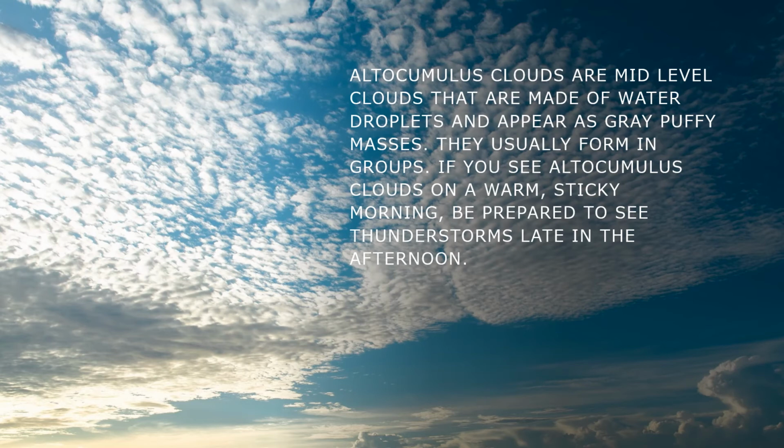Altocumulus clouds are mid-level clouds that are made of water droplets and appear as gray puffy masses. They usually form in groups. If you see altocumulus clouds on a warm, sticky morning, be prepared to see thunderstorms late in the afternoon.